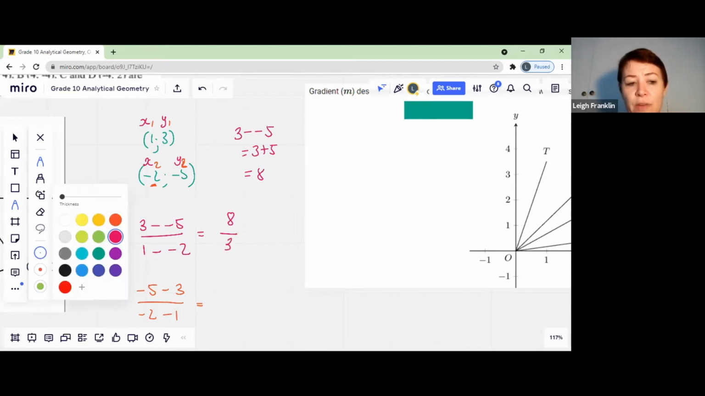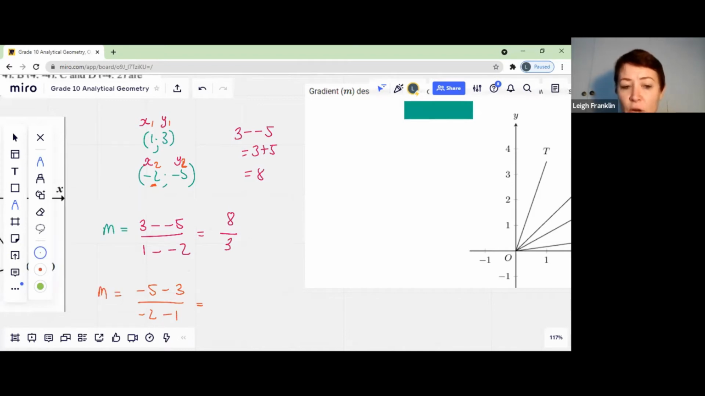Look what happens in this question over here, all right, when I swap them around. I'm now starting with -5, and I'm taking away 3. I end up with -8. I'm starting with -2, and I'm taking away 1. I get -3. A negative divided by a negative is a positive. So, Nzole, to answer your question, it does not matter where you start. If you make -5 y2, -2 has to be x2. And that means that 3 has to be y1 and 1 has to be x1.